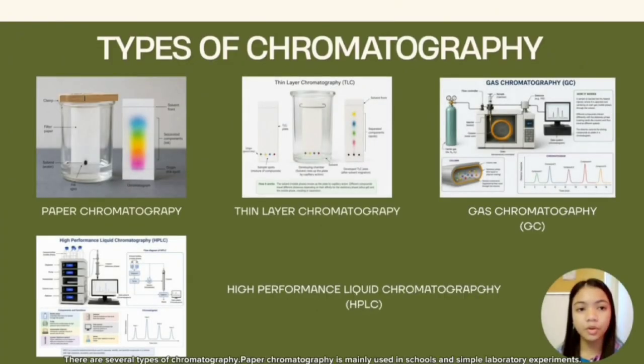There are several types of chromatography. Paper chromatography is mainly used in schools and simple laboratory experiments. Thin layer chromatography or TLC is commonly used to identify compounds and check sample purity. Gas chromatography or GC is suitable for volatile substances such as gases and solvents. Finally, high-performance liquid chromatography or HPLC is one of the most accurate and sensitive techniques. It is widely used in food testing, pharmaceutical analysis, and research laboratories. In this presentation, we will focus on HPLC because it is commonly used to analyze food additives.